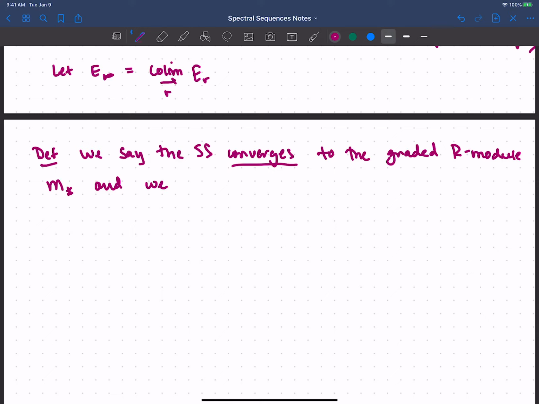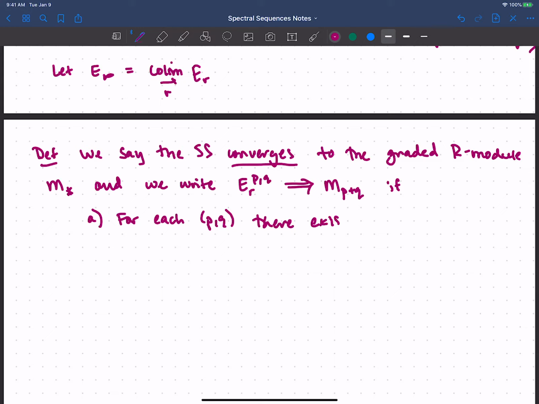And we often write, and I think you've all seen this before, something that looks like E_r^{p,q}, maybe for some particular r that we know well, arrow to M^{p+q}. Okay, so this is our notation for saying our spectral sequence converges to this graded R module M. When does that happen? Well, we say that if you look at each spot, so for each bi-degree (p,q), we want some kind of stabilization there.